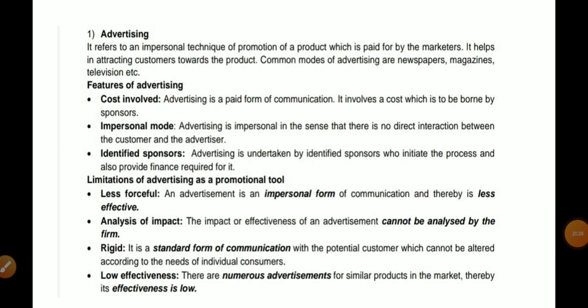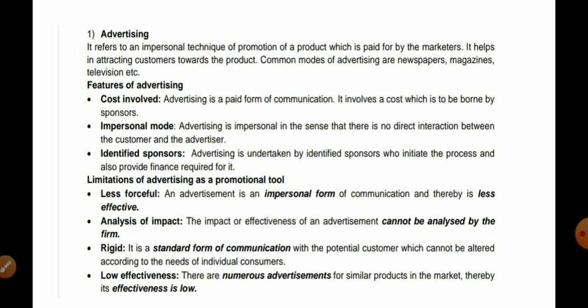Now, we discuss advertising, as physical distribution is deleted by CBSE for this year. So, we will not discuss it in this video. Now, what is advertising? It is a technique of the 4 P's: product, price, place, that is physical distribution, which is ignored here, and promotion, which includes the first element, that is advertising.